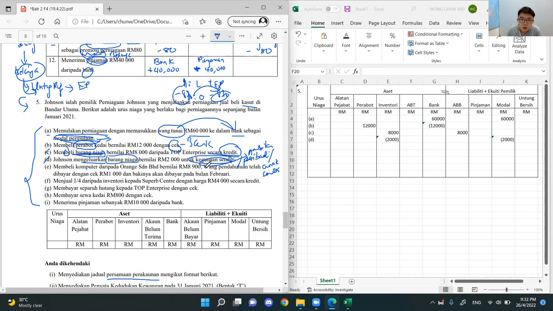Okay, full stop. Wang pendahuluan. What is wang pendahuluan? This is your first payment, or we call it a down payment. Okay, total dibayar dengan cek 1,000 ringgit. Dan bakinya akan dibayar pada bulan February. And now we are in January, isn't it? Okay, so slowly process this question. So this computer is 8,900 ringgit.